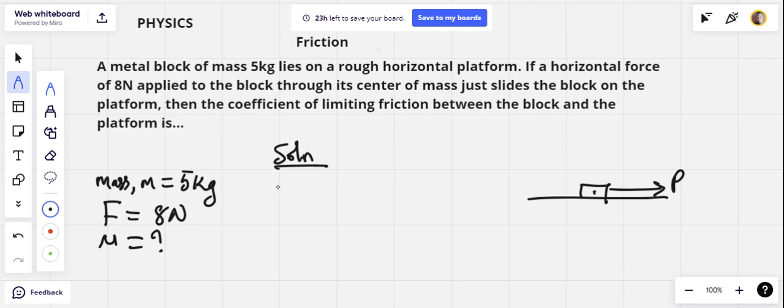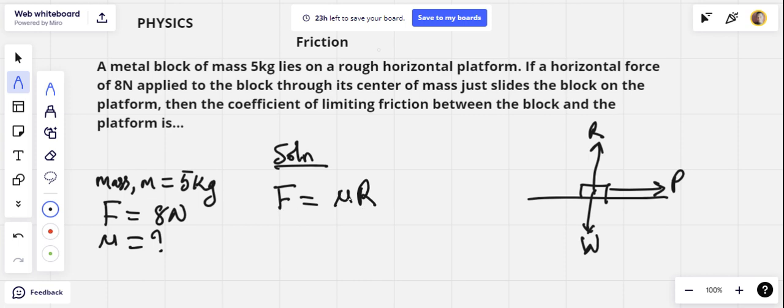So remember that the limiting frictional force, that's the maximum force that has to be overcome before a body slides on a surface, equals the coefficient of friction times normal reaction. And normal reaction is a force that acts in the opposite direction to the weight of that body. This is normal reaction, while here is the weight. So in magnitude, both R and W are the same. Normal reaction equals weight, but it acts in the opposite direction.